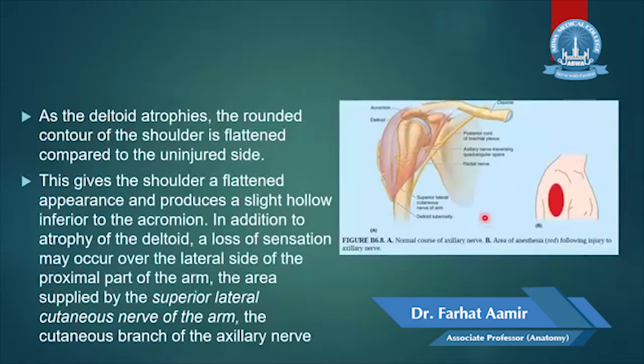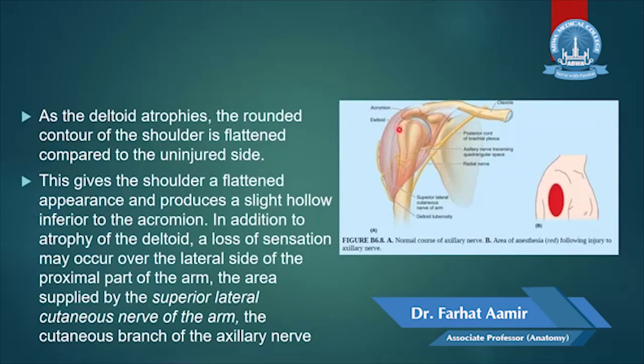As the deltoid atrophies, see here, the rounded contour of the shoulder is flattened compared to the uninjured side. This gives the shoulder a flattened appearance and produces a slight hollow inferior to the acromion process. Here there will be a small hollow.